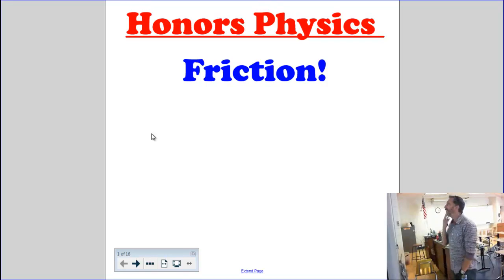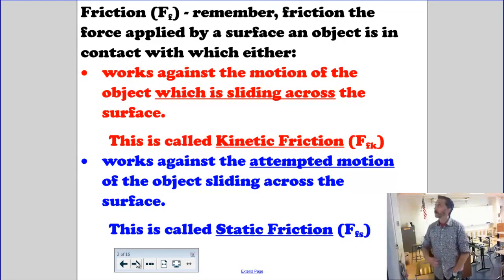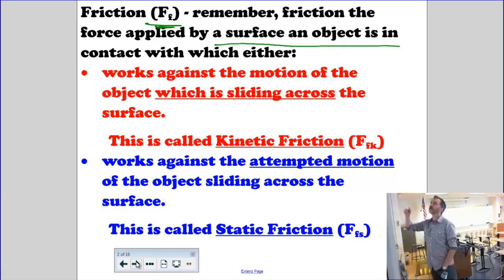So today's video is about friction. Up until now we've been talking about friction, and we've always used the symbol F_f to represent friction. Remember, that force of friction is the force applied by the surface that an object is resting on, or I guess I should say in contact with.